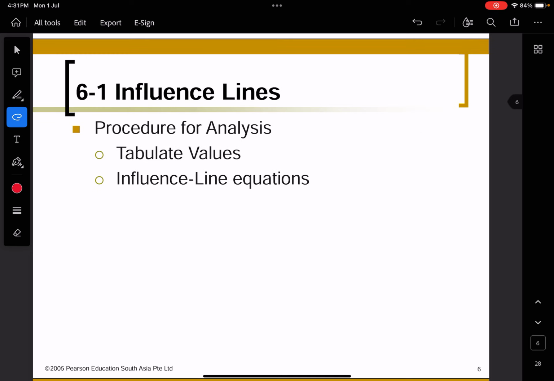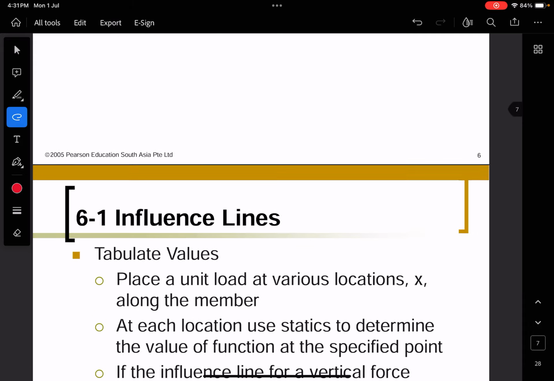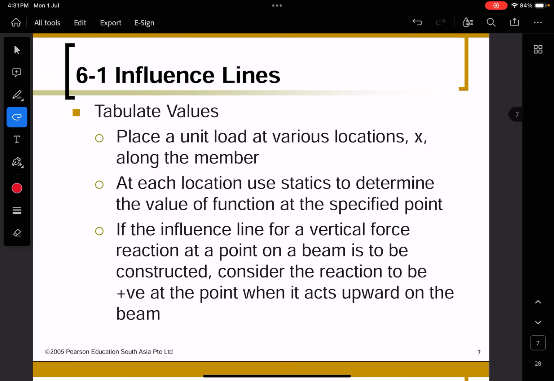To find or calculate the influence line, there are two procedures. The first one is using tabulate values, and the second one is the influence line equations. Remember, there are two approaches. You can either use tabulate values or influence line equations. Now we move to the first one, which is tabulate values.